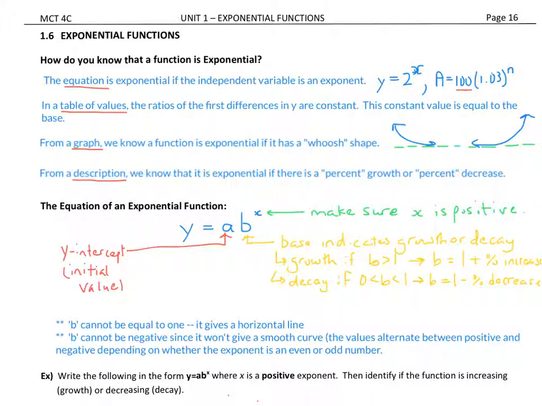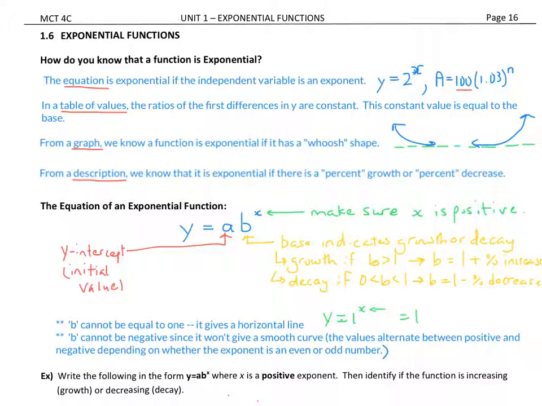B cannot equal 1, it gives a horizontal line, and that's because if you have y equals, let's make that in green, y equals 1 to the exponent of x, if you put any value in for x, no matter what value you put in, it'll always equal 1. And so it just gives you a horizontal line. And B cannot be negative, because it won't give a smooth curve. The values will alternate between positive and negative values depending on whether the exponent is an even or an odd number. All right, so that concludes this part of the video.